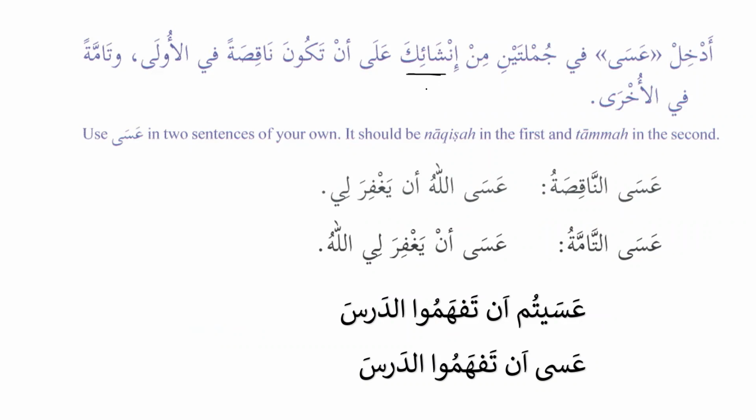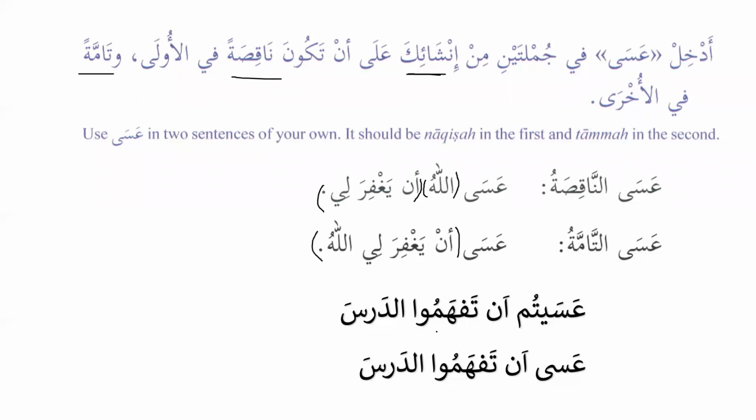Insha'an is to start something, to do something, and it is used for the composition as well. Ala an takuna naqisatan fil ula wa tammatan fil ukhra. So in the first sentence, it should be asa an naqisa, and the second sentence, it should be asa tamma. So we have examples over here. Asa Allahu an yaghfira li, as we saw it previously. So here it is a naqisa because it has ismu asa and it has khabaru asa. But here we have asa tammatu, asa an yaghfira li Allahu. I hope that Allah subhanahu wa ta'ala will forgive me.